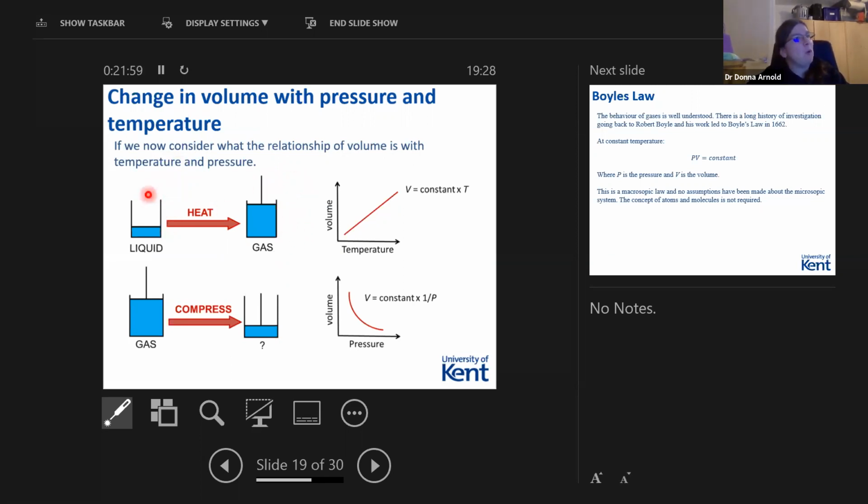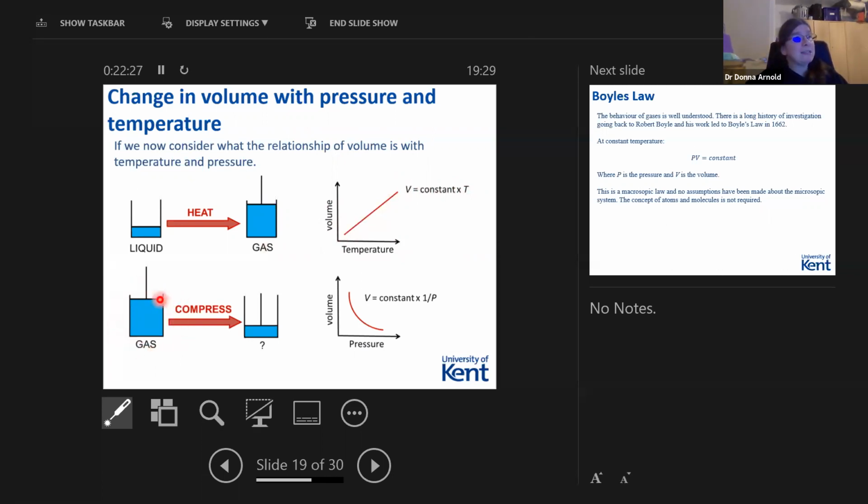So we said before that we had our liquid, and when we heat it, so if we have a piston in here, as we heat it, the piston will move up and our gas will adopt the whole volume. If we plot this as a graph, so we're just going to plot volume against temperature, we have this straight line. And what we can say is that volume is equal to a constant times the temperature. So we can give this a constant.